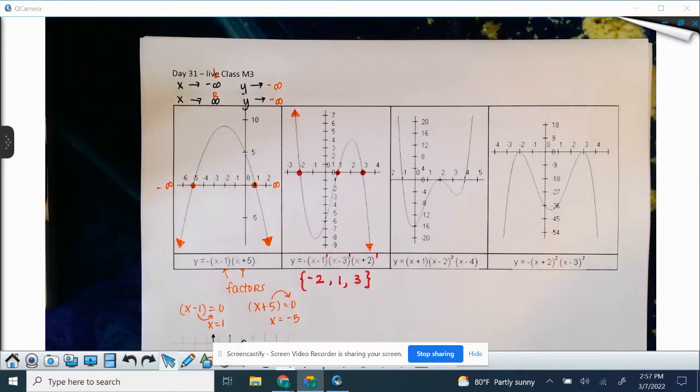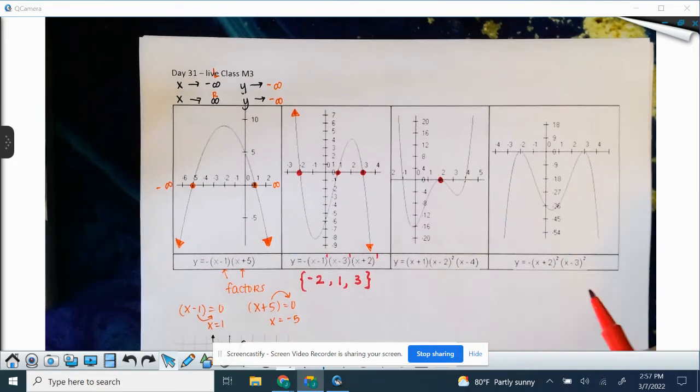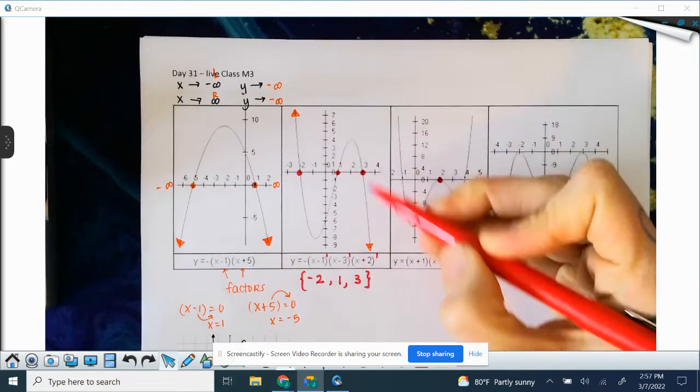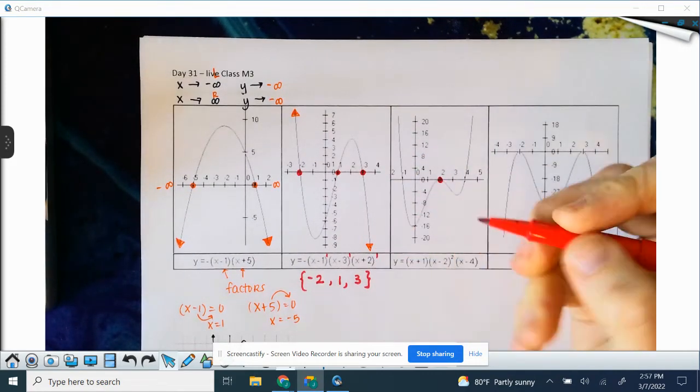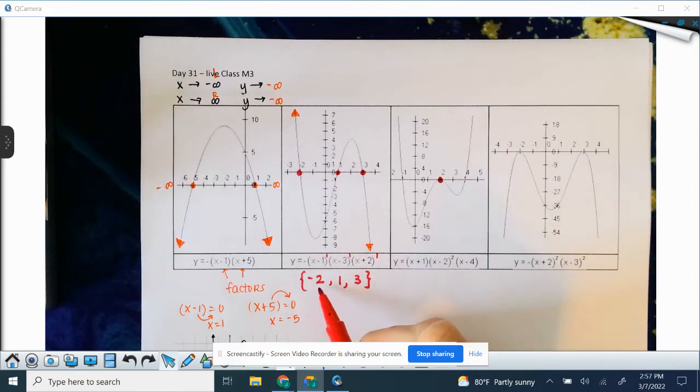And so remember, your 2s is when it bounces like this guy, and we don't have a flat line on this one, but 1s is when it runs all the way through the x-axis and back. So again, these are our factors, our solutions, our roots. X-intercepts would be -2, 1, 3.